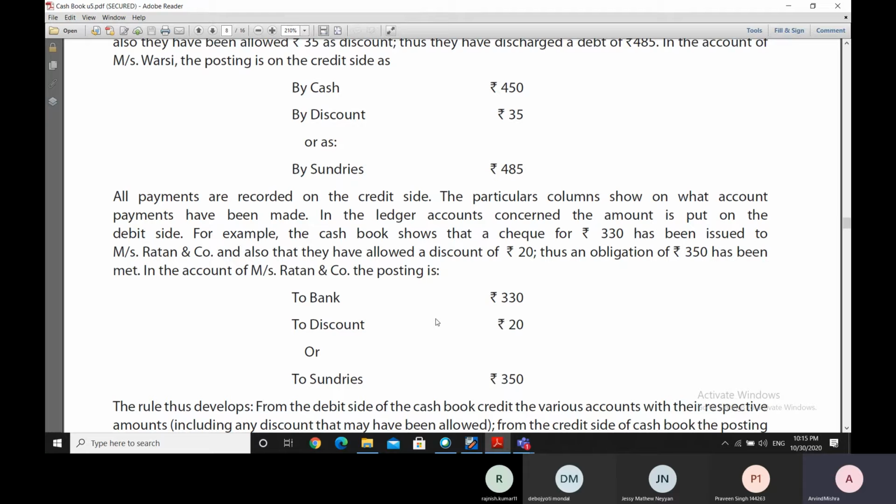by 330 and we are crediting our bank account by rupees 330 because we have made a payment from our bank account to Messrs. Ratan and Company. We are also debiting Messrs. Ratan and Company account by the discount amount of rupees 20, and in return we are crediting the discount account, which means that we are receiving some discount of rupees 20.